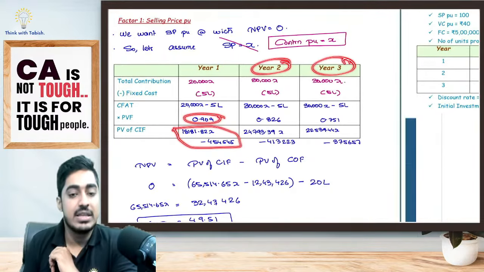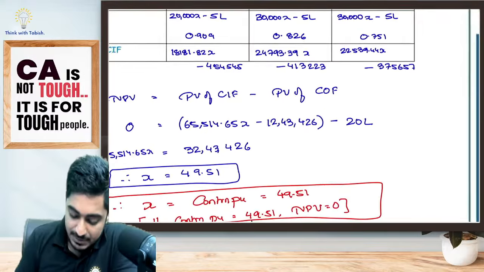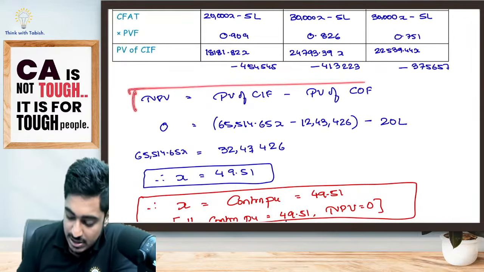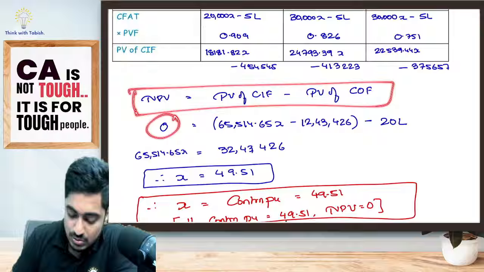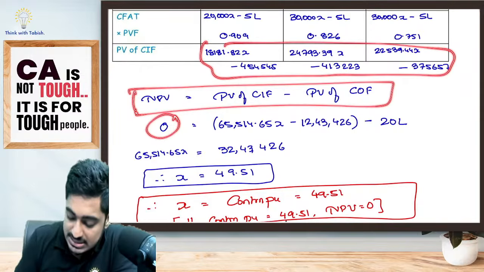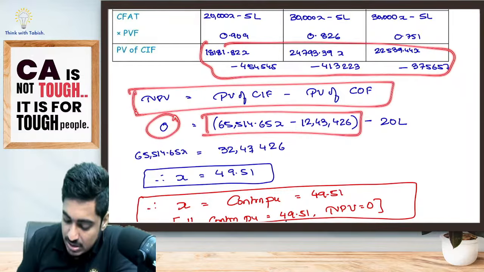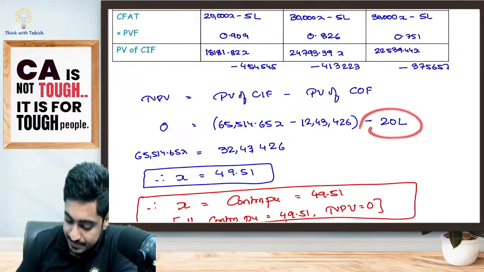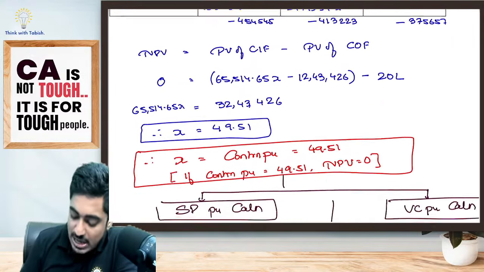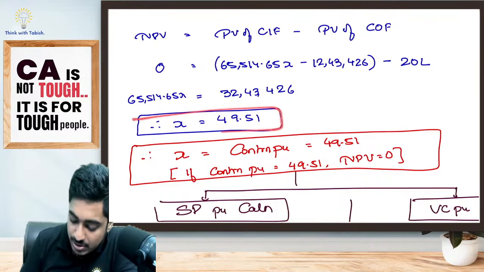Similarly, year 2 and year 3 I will do. When I am calculating NPV, NPV is present value of cash inflow minus present value of cash outflow. NPV should be equal to 0. Present value of cash inflow, all these things I will consider. This is the value I got, minus present value of cash outflow. At the start of the project, 20 lakh I am paying. I simplify this. Value of X, I will get it as 49.51.